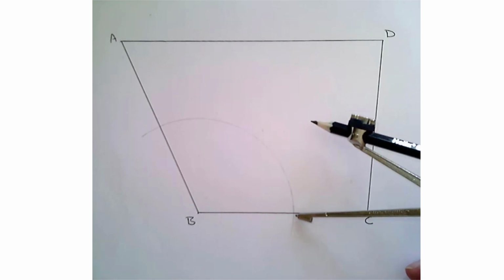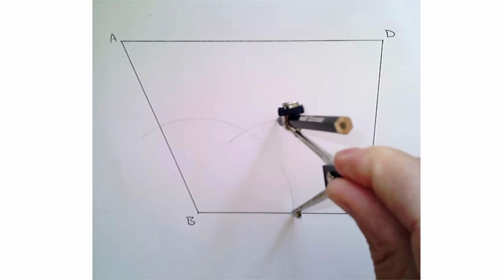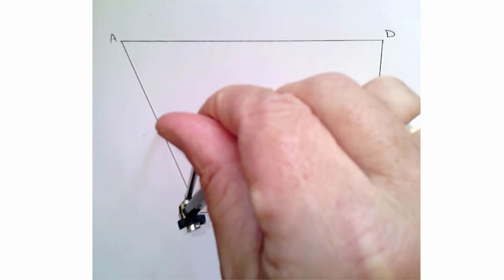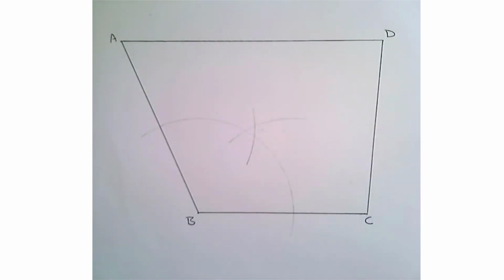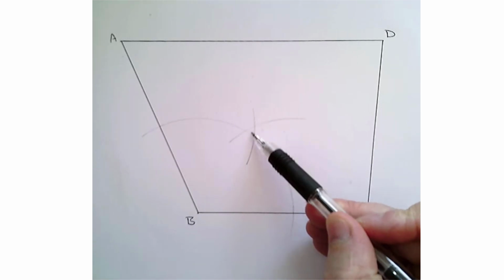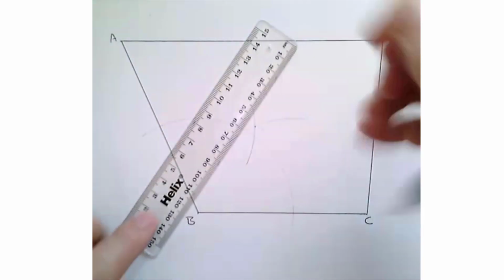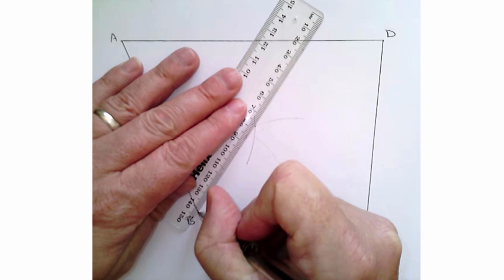Then we're going to move the compass point to one of those points where it crossed, draw an arc in between, and then move it to the other point where it crossed and draw a second arc in between. Now you should find that these two arcs form a little cross. And then to form our angle bisector, we're going to join the point B through that point where the two arcs crossed. And that's going to be my angle bisector. Now I'm going to draw this all the way through the garden and out the other side.